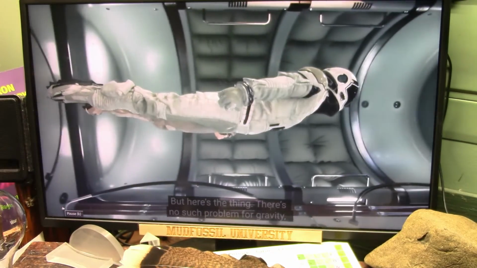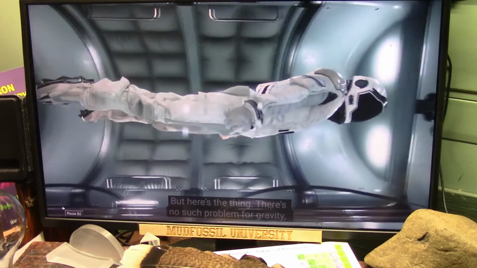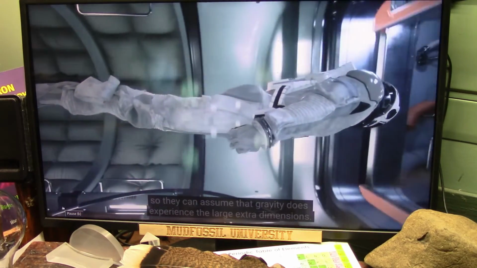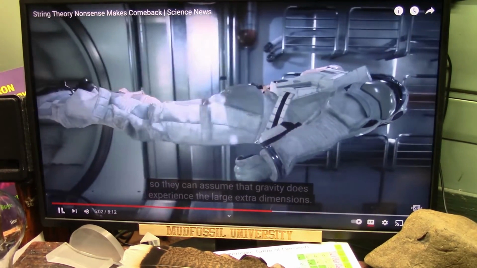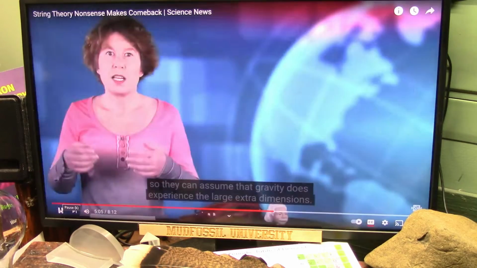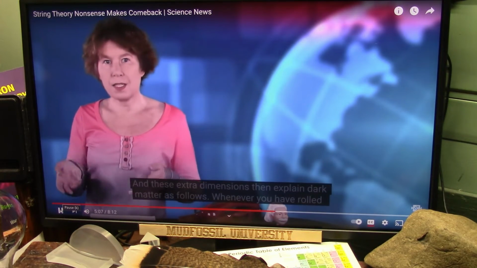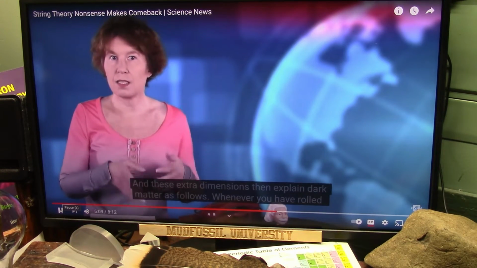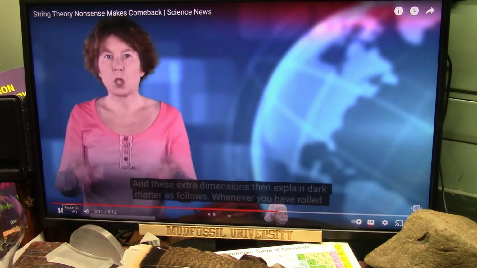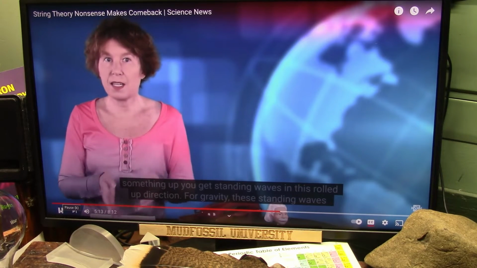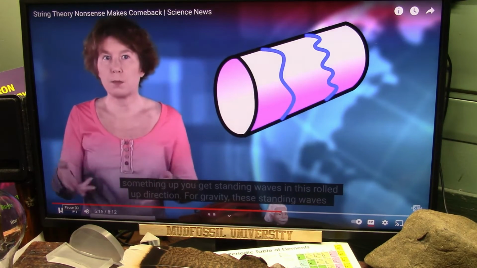But here's the thing. There's no such problem for gravity, so they can assume that gravity does experience the large extra dimensions. And these extra dimensions then explain dark matter as follows. Whenever you've rolled something up, you get standing waves in this rolled up direction.